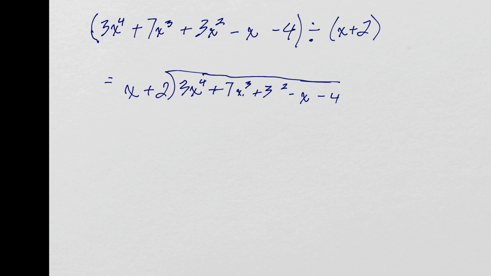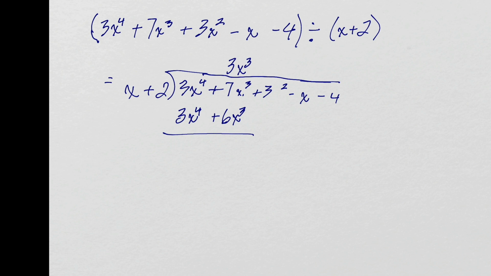So for starters, I'm going to see x goes into 3x to the fourth, 3x cubed times. So I'm going to go ahead and write 3x cubed up here, and then I'm going to multiply to get 3x to the fourth plus 6x cubed. Those values, remember, come from 3x cubed times x is 3x to the fourth, and 3x cubed times 2 is 6x cubed. Then we want to subtract.